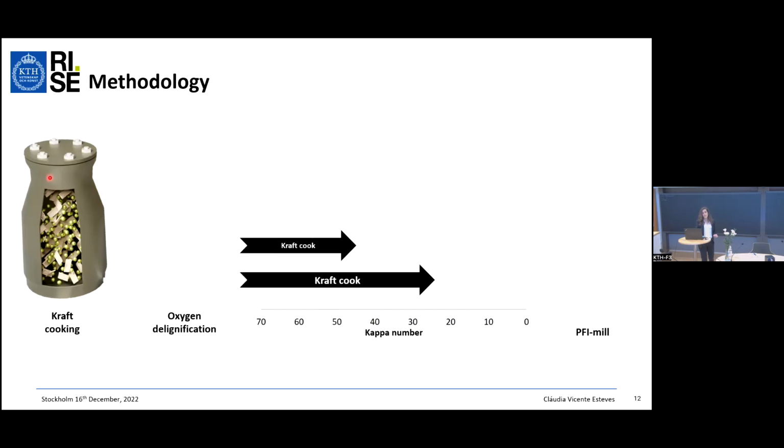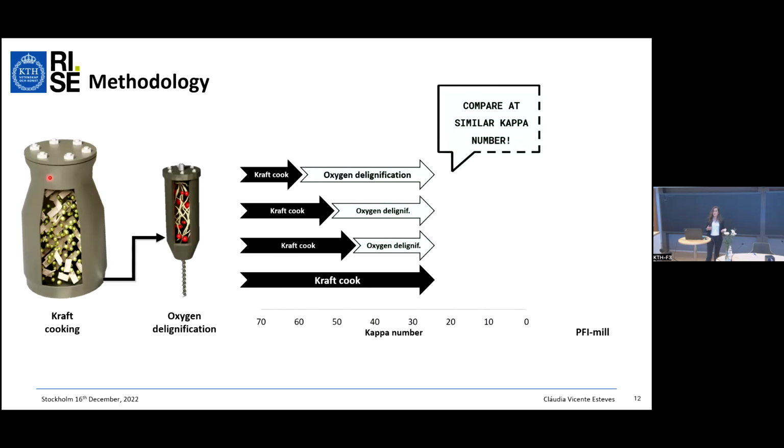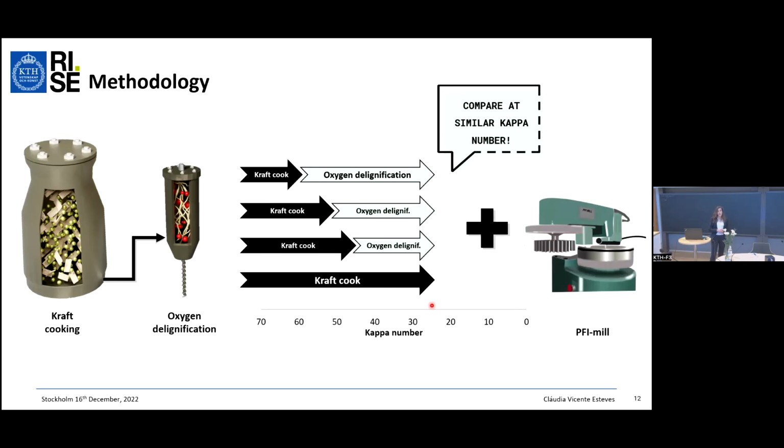I did 4 kraft cookings with the same chemistry, but I stopped at different lignin contents. And then I did oxygen lignification to a similar lignin content as the first one. So we can say that this trial here is our reference, and then we have other 3 trials that will be our comparison to the reference. They all have similar lignin contents, and you are producing the samples with a slightly different procedure: a short, a medium, and an extended oxygen lignification. Then I did PFI refining, and refining is the mechanical treatment that you do on the fibers in order to promote the bonding between them.